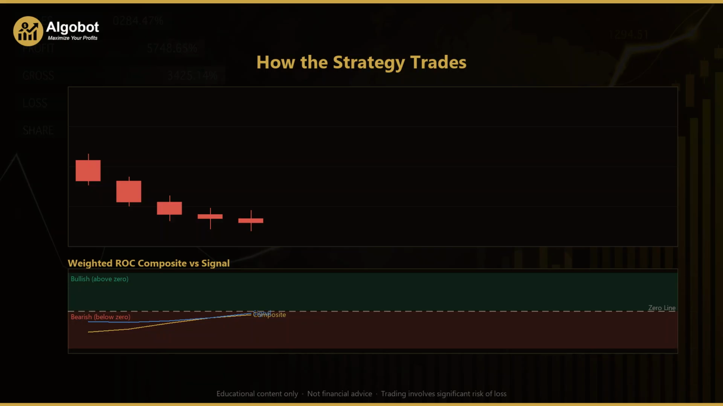As we move toward the middle, price stops falling and starts to base out. Notice the composite line down below. It is still under zero, but it has stopped dropping and begun curling upward toward its signal line.